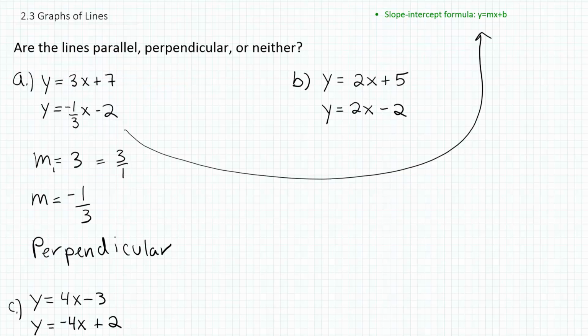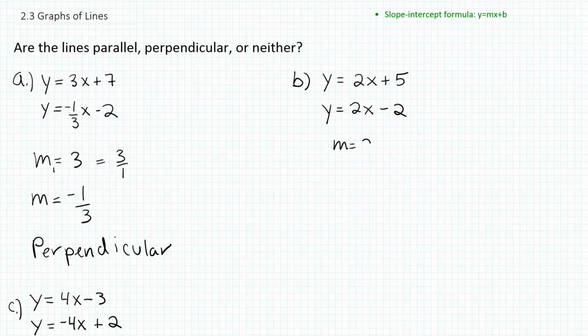Okay, let's look at example B then. For example B, again, both equations are set up in the y equals mx plus b form, which is very helpful because it means we can identify what the slope is. For example B, the slope for both equations is 2. So it's m equals 2 for the first line and m equals 2 for the second line. So with that in mind, we're saying they have the same slopes, so therefore the two lines are parallel.